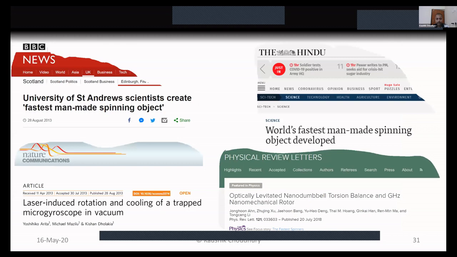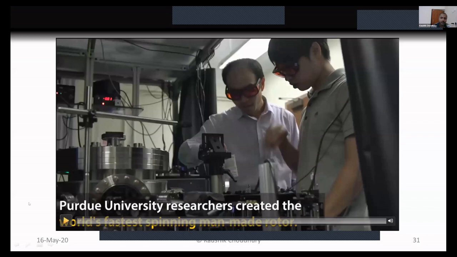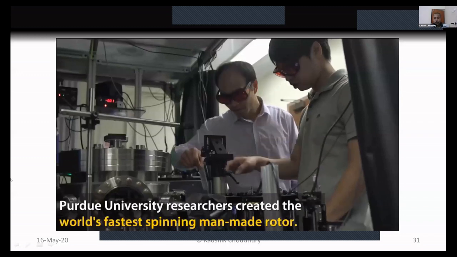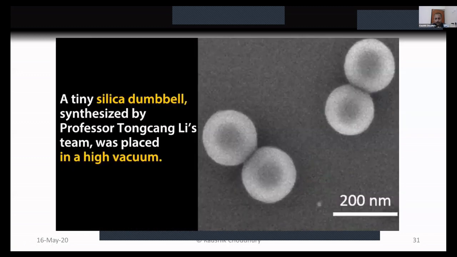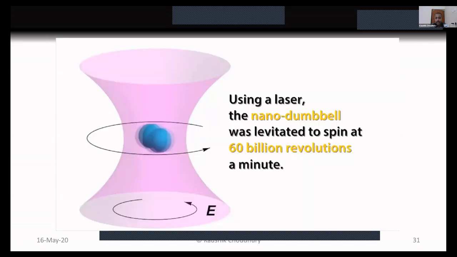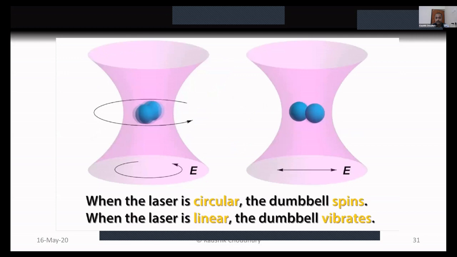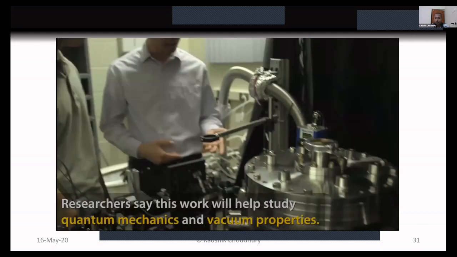Now recently there were multiple attempts where people have achieved the highest rotation speed of a man-made object. This feat was achieved by the Purdue University College of Engineering, where two particles of 100 nanometers dimension were clubbed together in the shape of a dumbbell, and a speed of 60 billion revolutions per minute was achieved. So this is the record for the highest possible rotation speed of a man-made object.